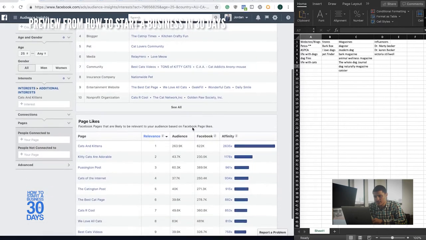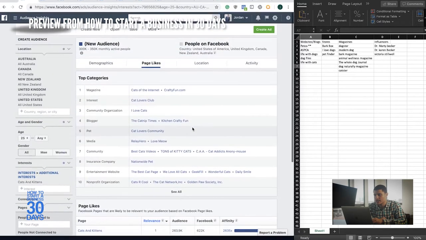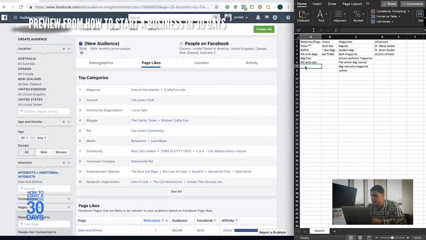Look at all this cat stuff. This is so amazing. I love it. I might open up a pet store after this. This is a really, really good target segment.